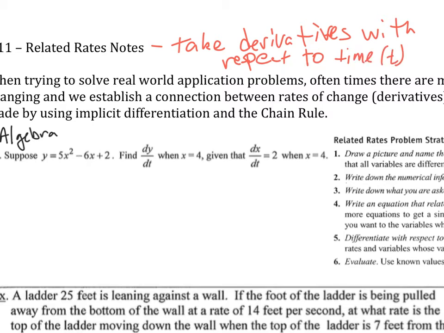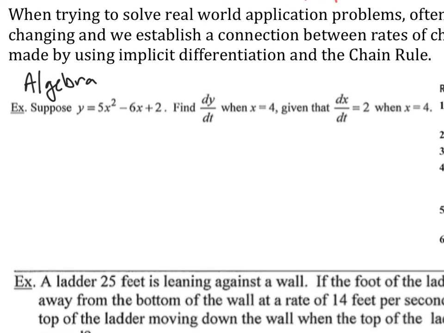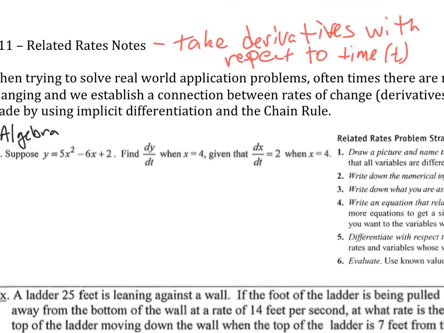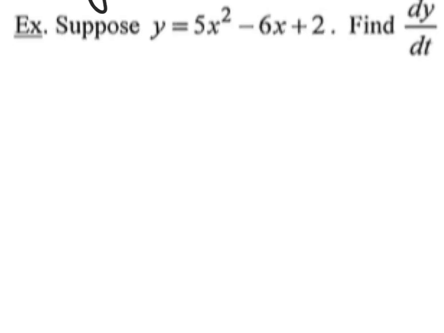So what I want to do is take a look at this equation here. And the algebra example that we have is we already have the equation we're given, and we want to find the derivative of y with respect to t when x is equal to 4, and we know that dx/dt is equal to 2 when x is equal to 4, okay? So what I'm going to do real quick is zoom in here, and take the derivative with respect to t of this entire equation.